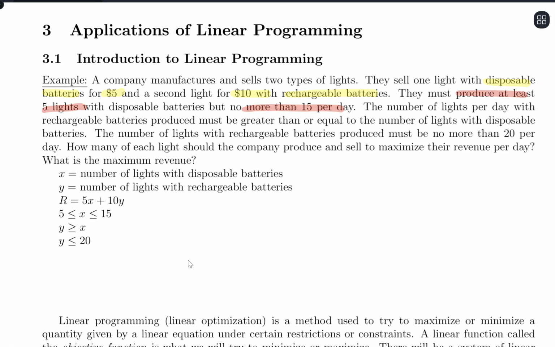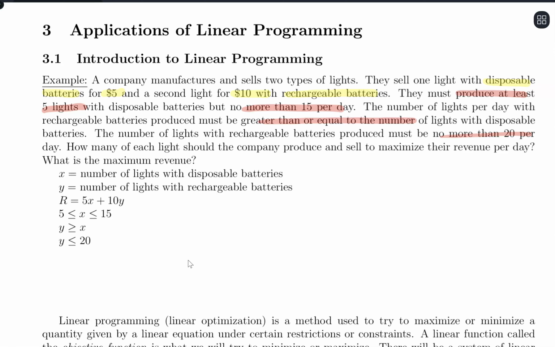So we're getting this restriction here. And then the number of lights per day with rechargeable batteries produced must be greater than or equal to the number of lights with disposable batteries. The number of lights with rechargeable batteries produced must be no more than 20 per day. How many of each light should the company produce and sell to maximize the revenue per day?